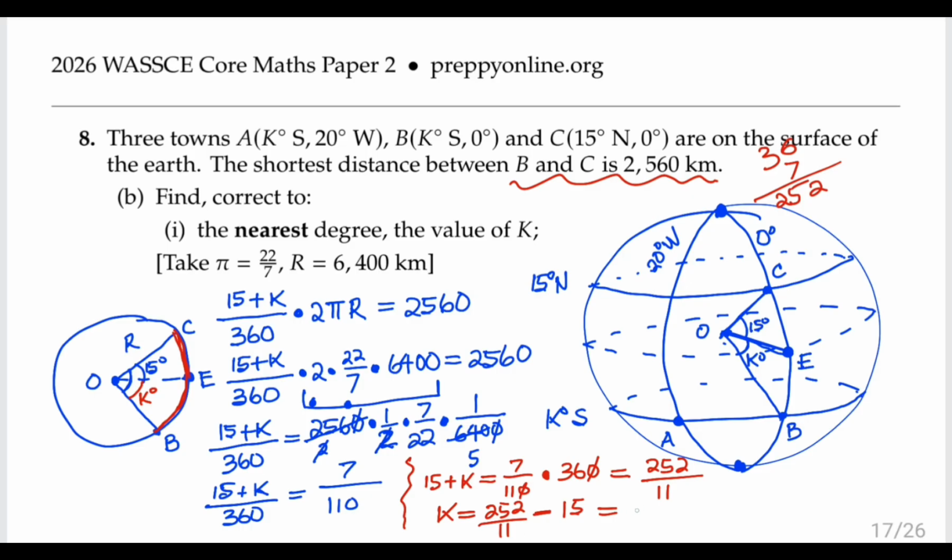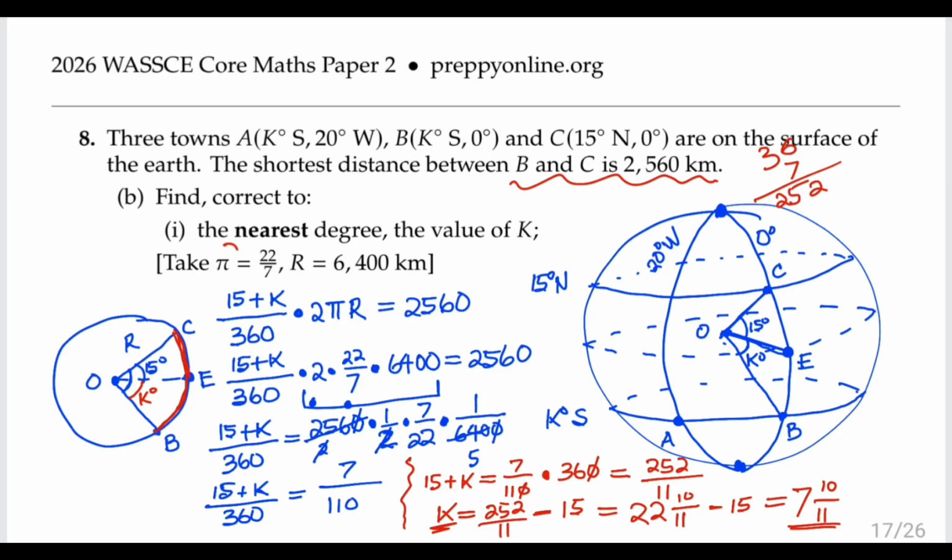Well, 11 divides 25, we get 2, remainder 3, so 32 divided by that is another 2, remainder 10. So we have 22 whole number, 10 over 11 minus 15. And this is equal to 7 whole number, 10 over 11. So that's the value of k. K is equal to 7 10/11ths, or 7 whole number, 10 over 11.